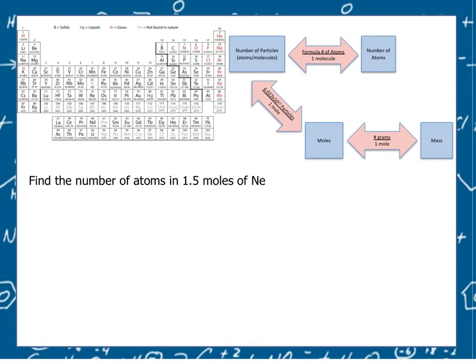Okay. Moving on. Find the number of atoms in 1.5 moles of Ne. So I've started with moles, and it wants number of atoms. So I've got to go through both of these. So I want to go kind of stepwise here.